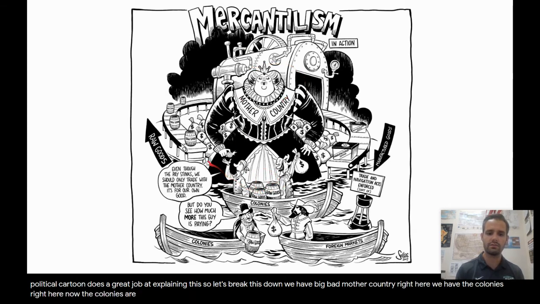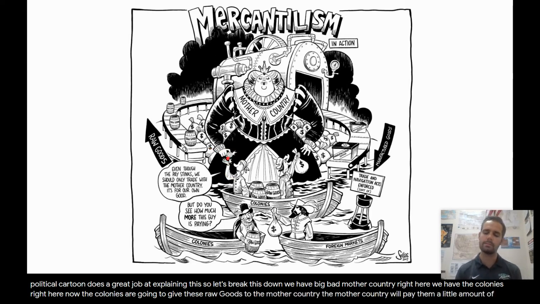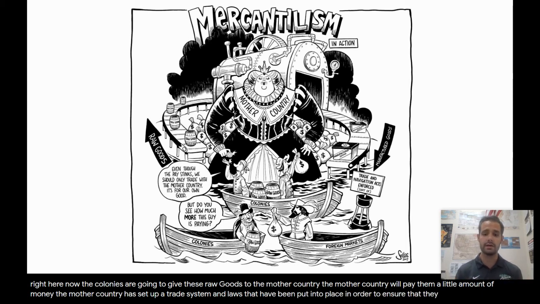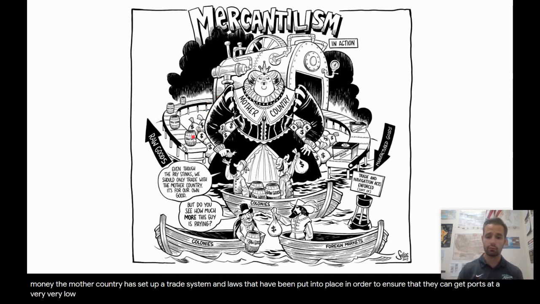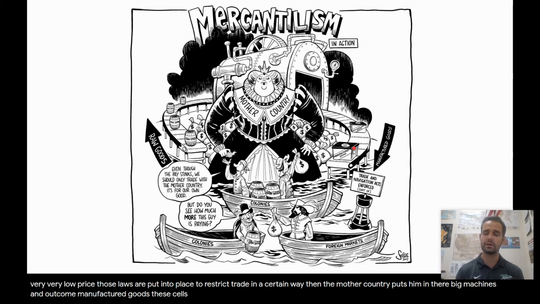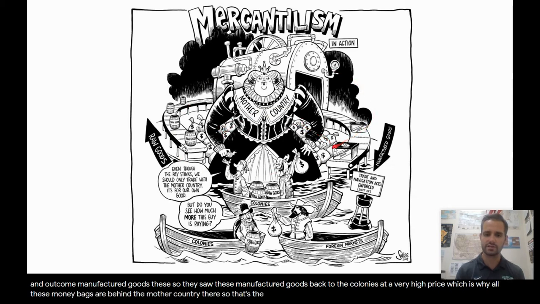Now, the colonies are going to give these raw goods to the mother country. The mother country will pay them a little amount of money. The mother country has set up a trade system and laws that have been put into place in order to ensure that they can get imports at a very, very low price. Those laws are put into place to restrict trade in a certain way. Then the mother country puts them in their big machines, and out come manufactured goods. They sell these manufactured goods back to the colonies at a very high price, which is why all these money bags are behind the mother country there. So that's the process by which the mother country gains a whole lot of money and therefore power.